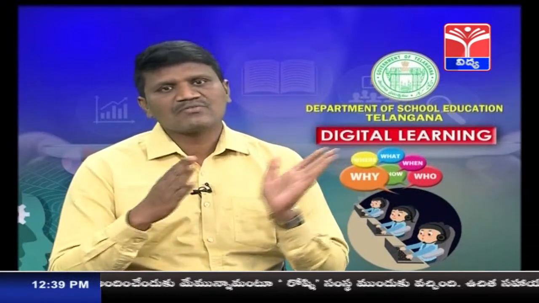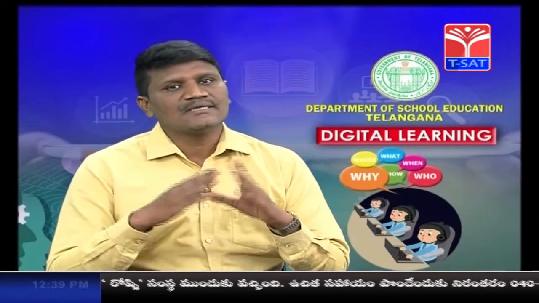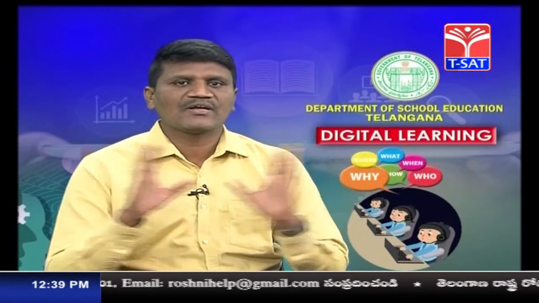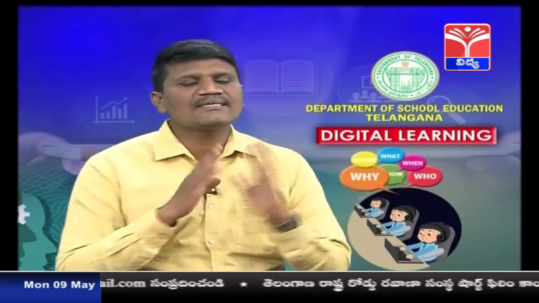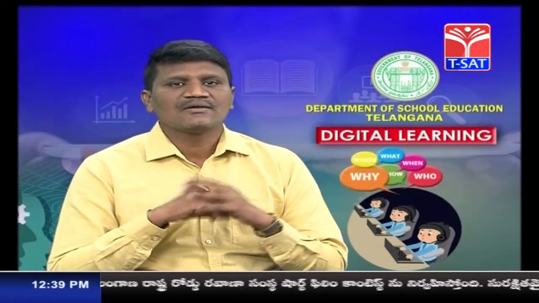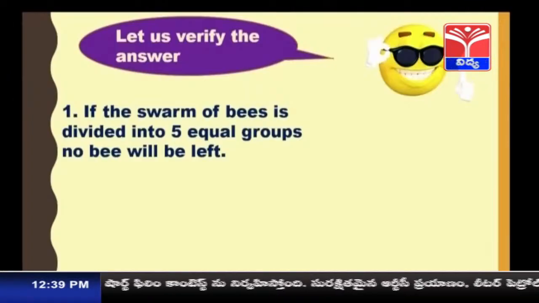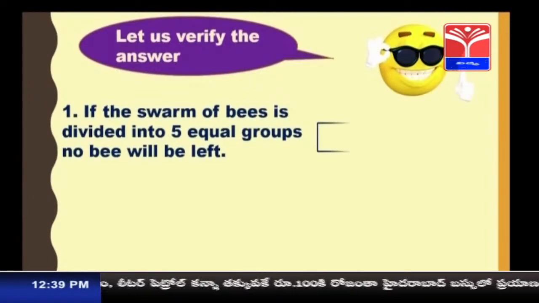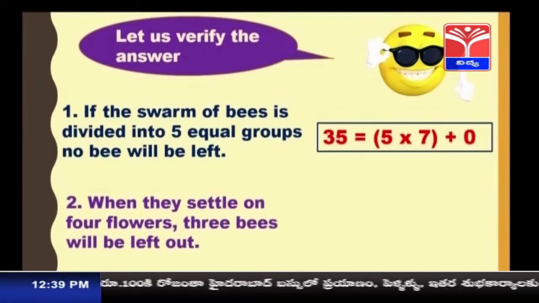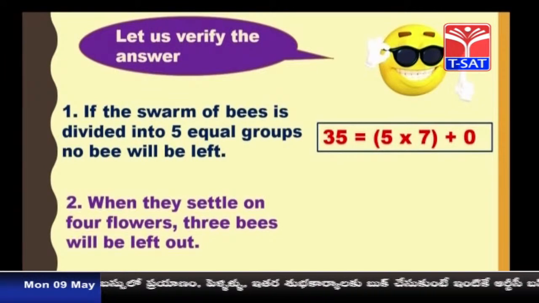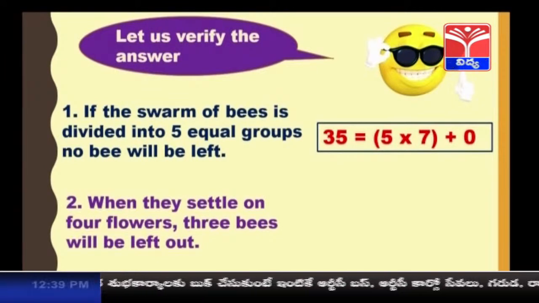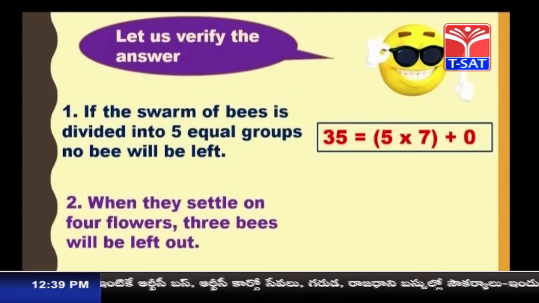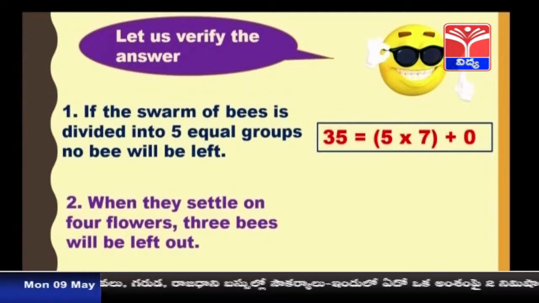Children, as of now we have solved the puzzle and found the number of bees. The total number of bees is 35. Let us verify the answer with the hints given. First one, if the swarm of bees is divided into 5 equal groups, no bee will be left out, which translates to 35 = 5 × 7 + 0. That means 7 bees sit equally on each of the 5 flowers, and there is no remainder.